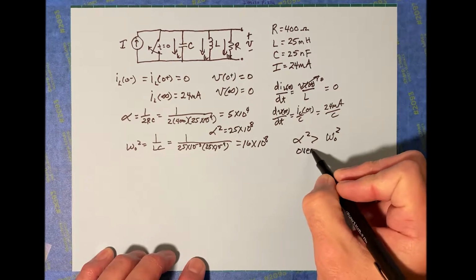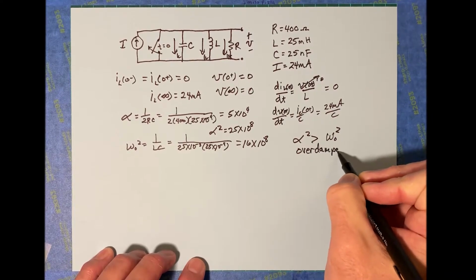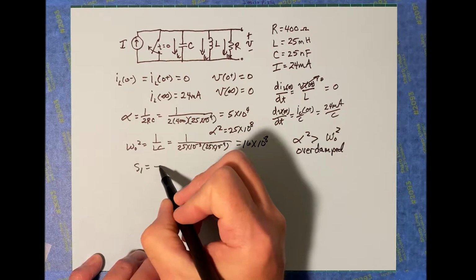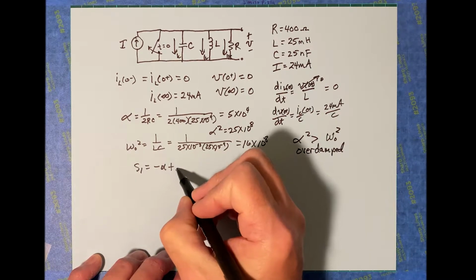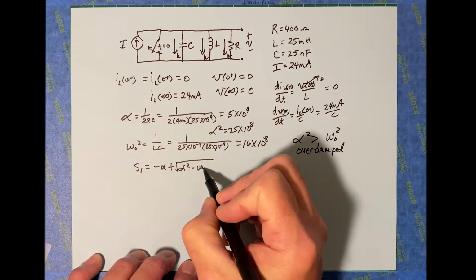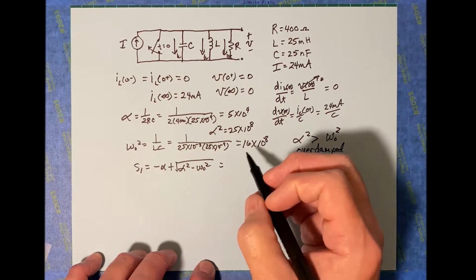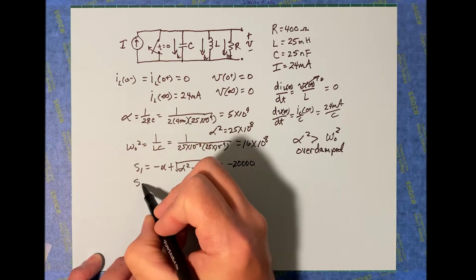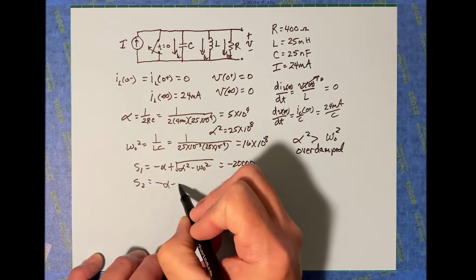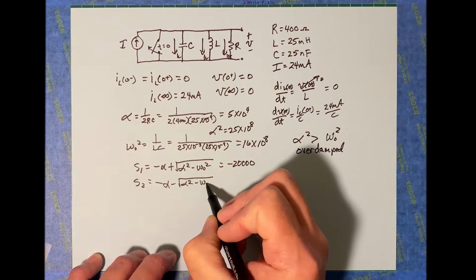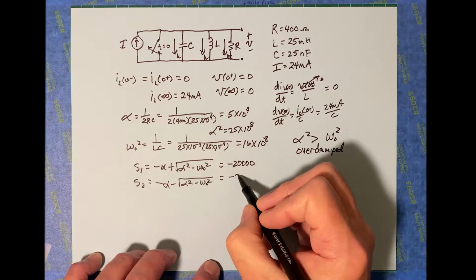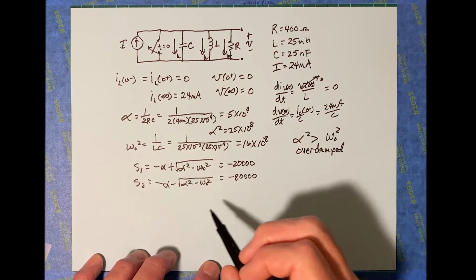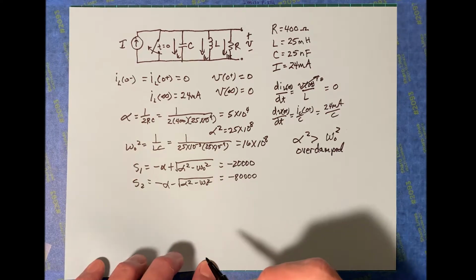This is the overdamped case. And S1 is going to be minus alpha plus the square root of alpha squared minus omega naught squared. That number is going to turn out to be minus 20,000. And S2 is going to be minus alpha minus the square root of alpha squared minus omega naught squared. And that turns out to be minus 80,000 there.